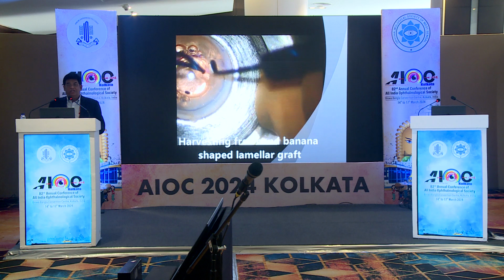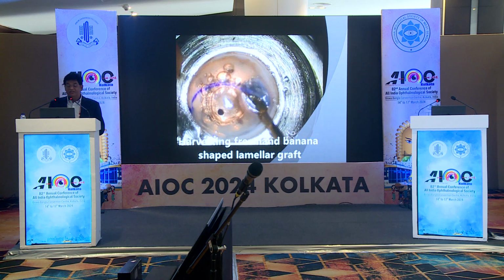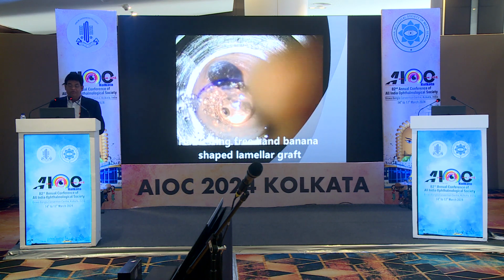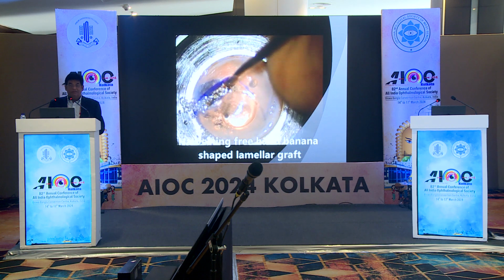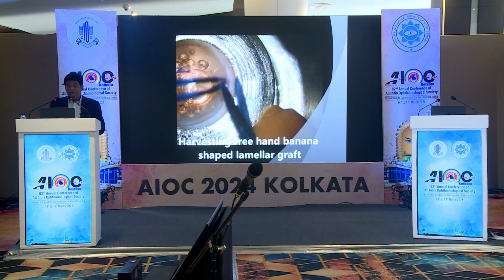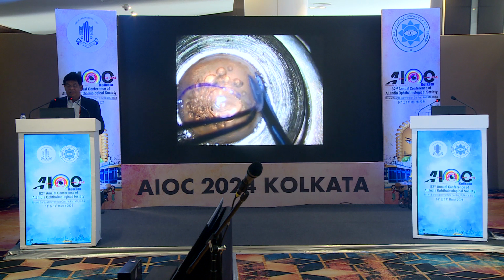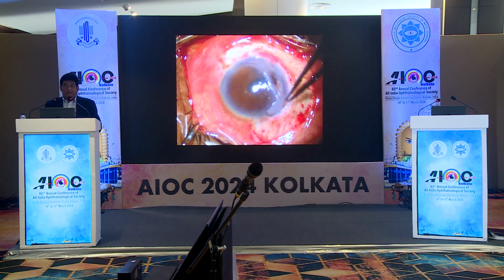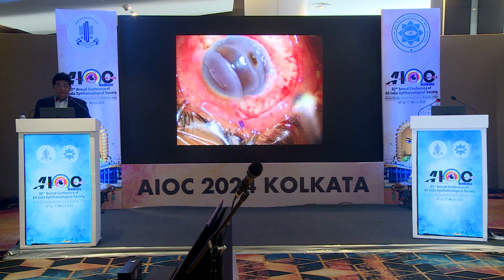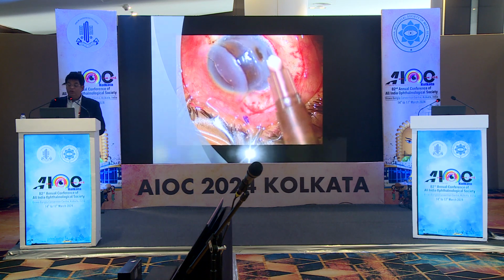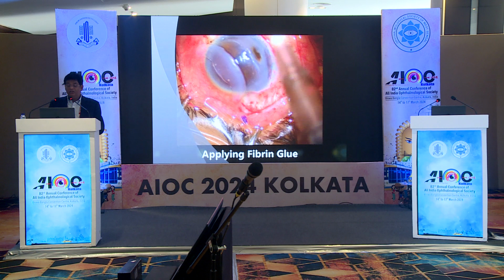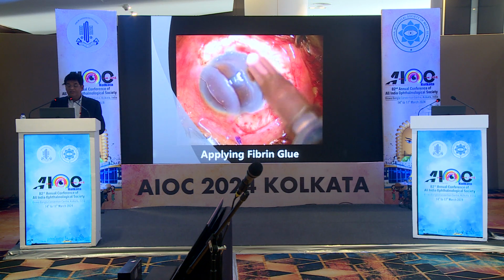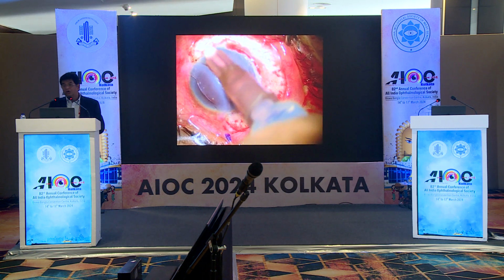dissection of the cornea, and using blunt instruments, this is matching the amount of tissue that we require in the periphery of this patient, and then this is harvested. This tissue is then matched to the periphery of the cornea, and then the fibrin glue is applied, and this graft is stuck onto the cornea.